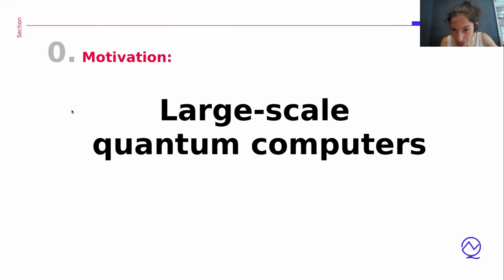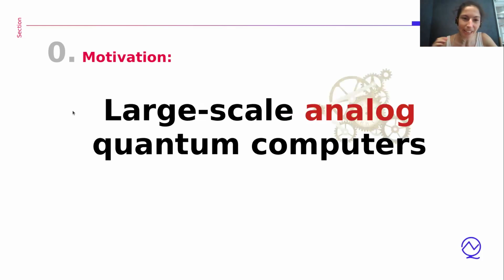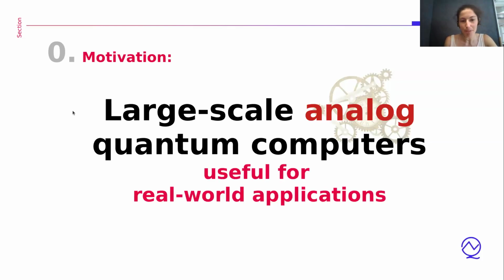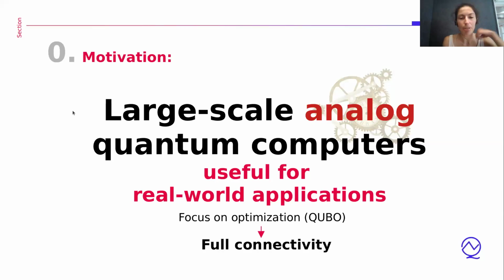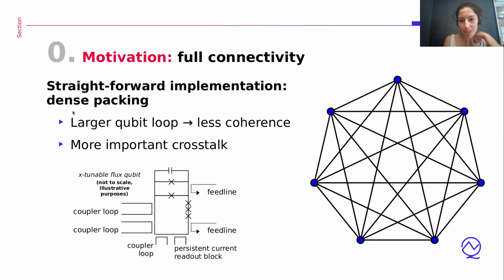All right, so I don't really need to motivate much for this audience, but why do we care about scalability of annealers? Well, we want large-scale quantum computers, and we also want large-scale analog quantum computers, which are useful for real-world applications. I'm going to be focusing on optimization, thinking about classical optimization expressed as a QUBO model. And these problems, as you are probably aware, usually require full connectivity. But what is the issue with full connectivity?